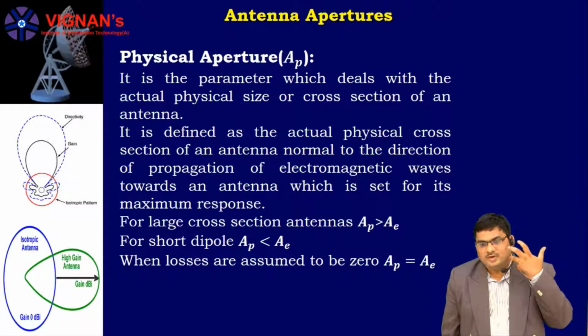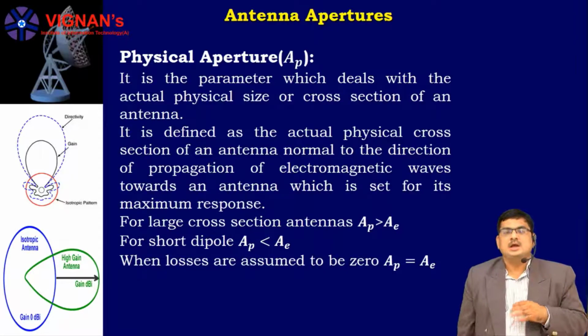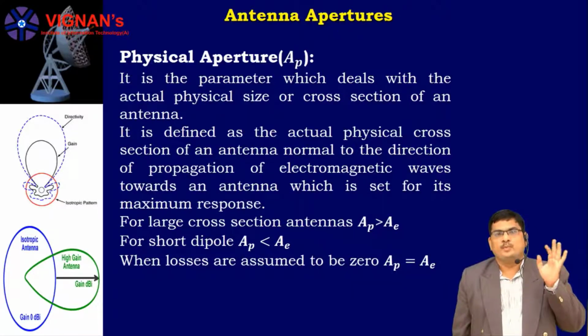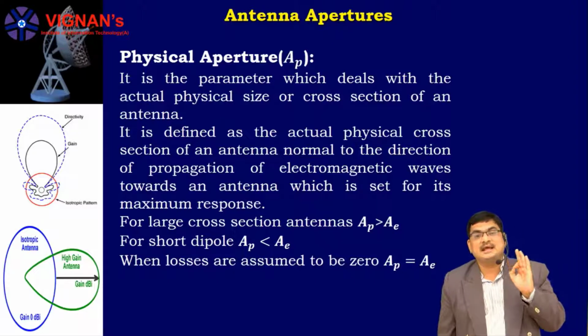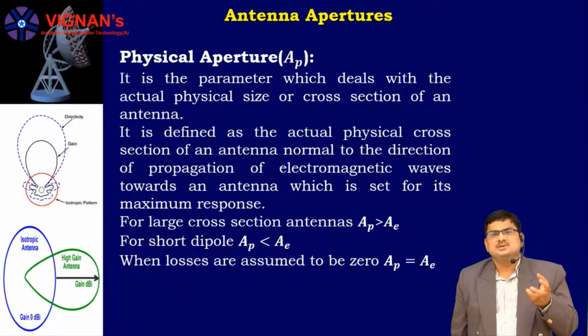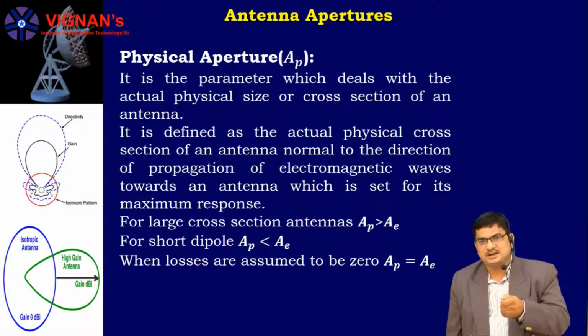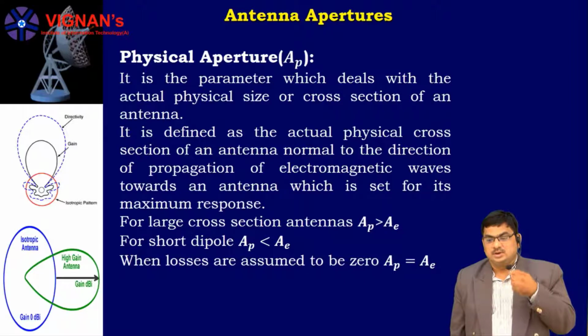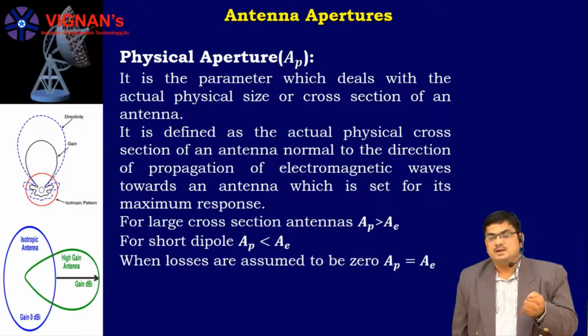So for large cross sectional areas like horn antennas and waveguide antennas, this physical aperture is always greater than the effective aperture. For short dipole antennas, this physical aperture is always less than the effective aperture. When your losses are assumed to be 0, then AP is equal to AE.